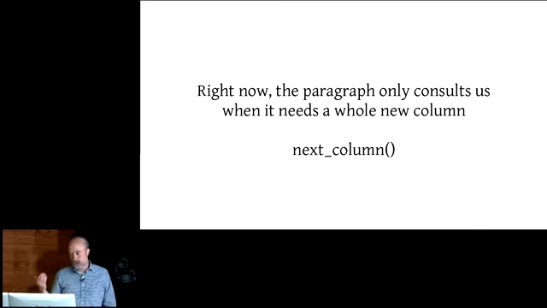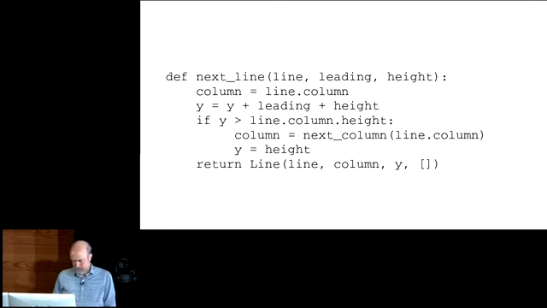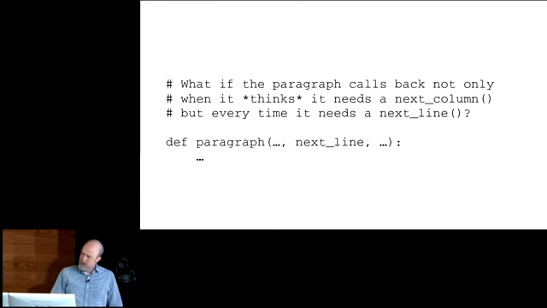Right now, the paragraph only consults us when it needs a whole new column, right? If it needs another page, another column, it calls the callback that we've provided it. Well, what if I take this concept, which actually was repeated all through my code, of needing another line, comparing and seeing if I have enough room, and either returning a line in the same column, or if we run out of room, a line in the next column.